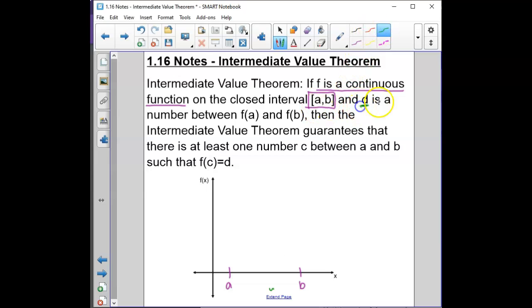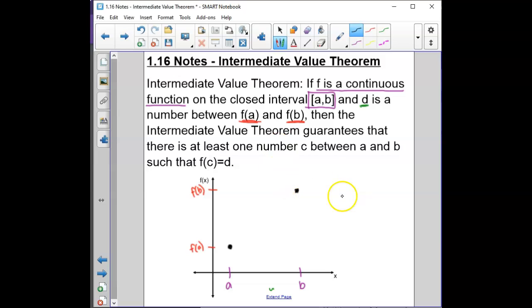D is a number between f of a and f of b. So f of a is going to be here somewhere on the y-axis. And what we've got here at a, f of a, there we've got our endpoint for the graph. And then over here, f of b, I'm going to put it up here. It could be anywhere on that y-axis. F of b means that we've got a point at b, f of b, right here.